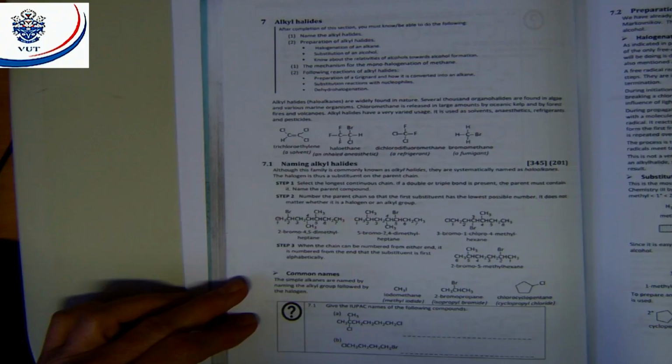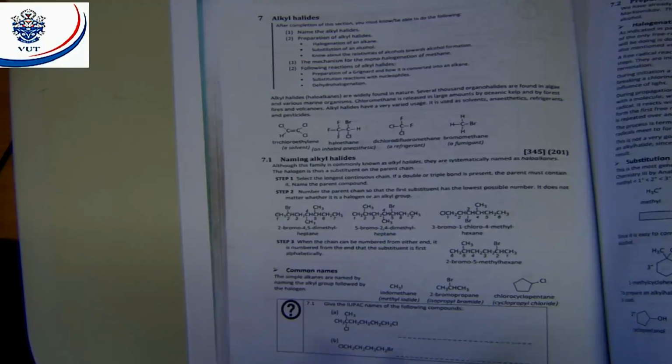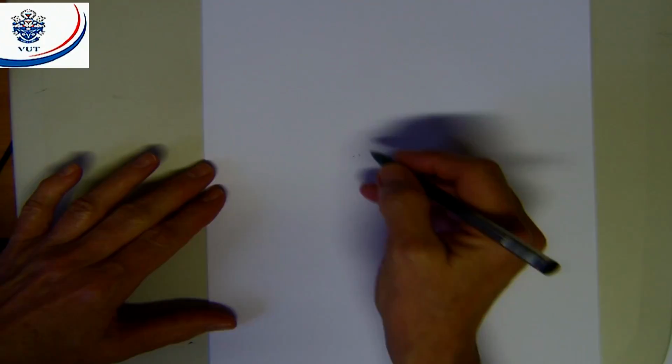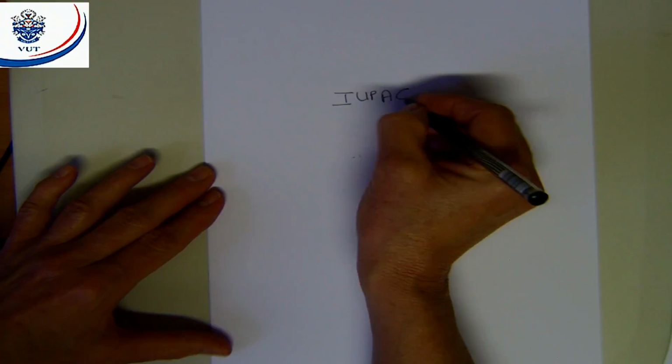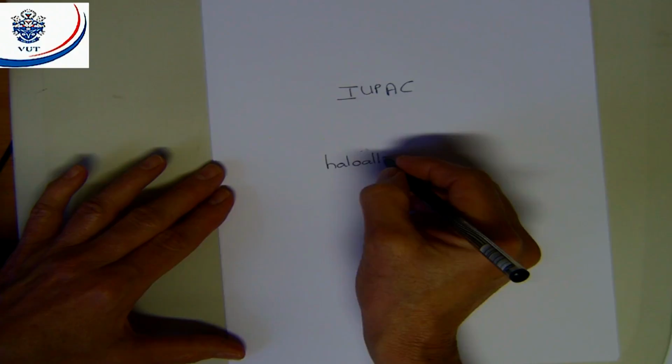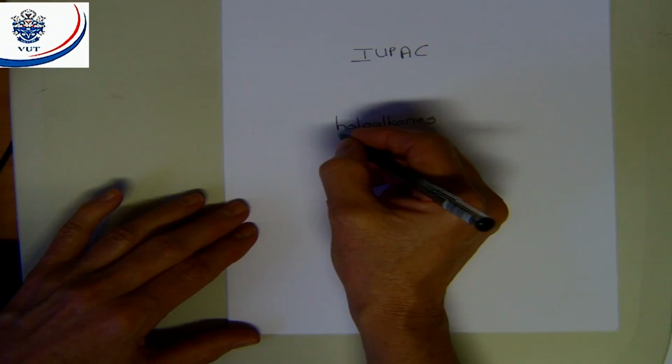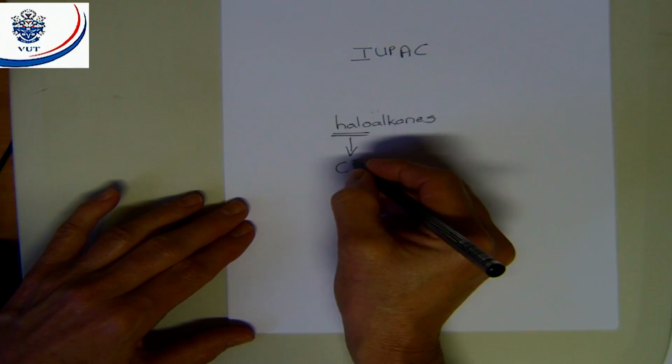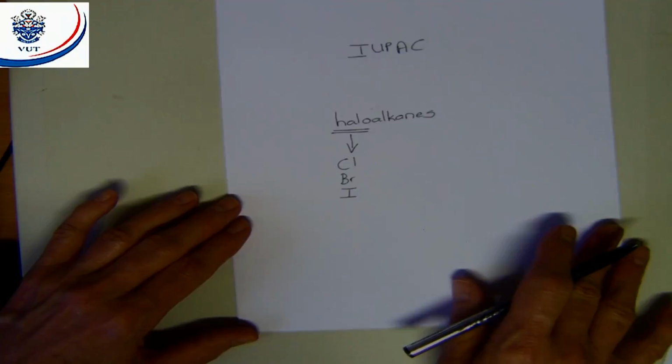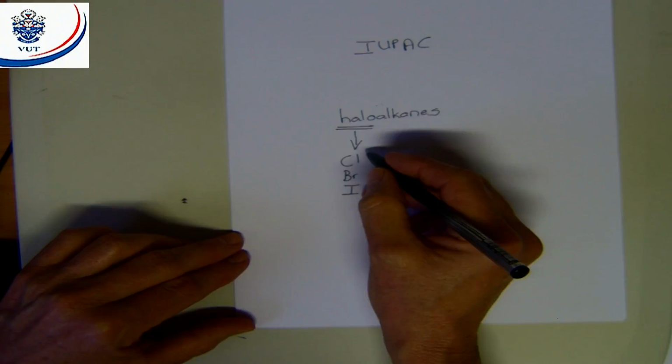Naming alkyl halides, although we refer to them as alkyl halide, we name them according to the IUPAC method. You will name them as haloalkanes. The haloalkane indicates to you the halogens, the chloro, bromo, iodo, fluoro. If you have those group 7 elements from the periodic table, we are referring to these ones as substituents.